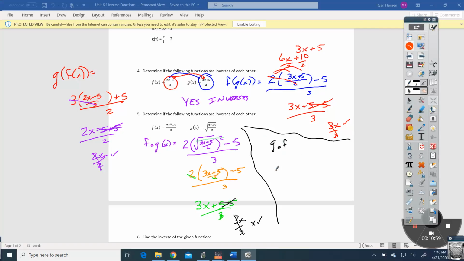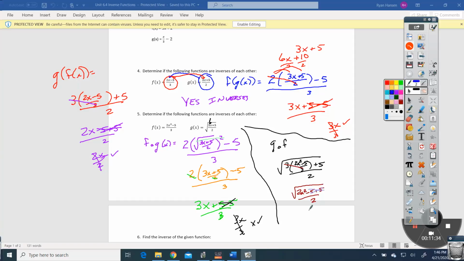So now I'm going to take the square root of 3, leave a parentheses, plus 5 over 2. This is my g equation, but now we're going to replace the x in the g equation with the f equation. So that's 2x squared minus 5 over 3. Again, these 3's will cancel off. So I now have the square root of 2x squared minus 5 plus 5 all over 2. The minus 5 and plus 5 go away.